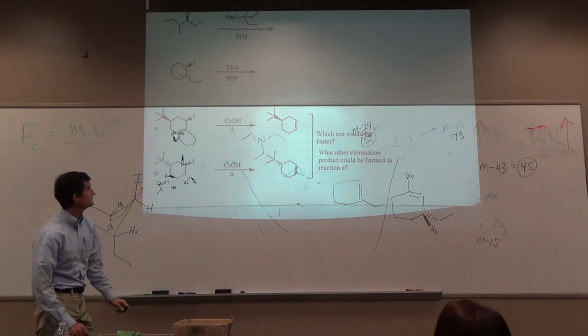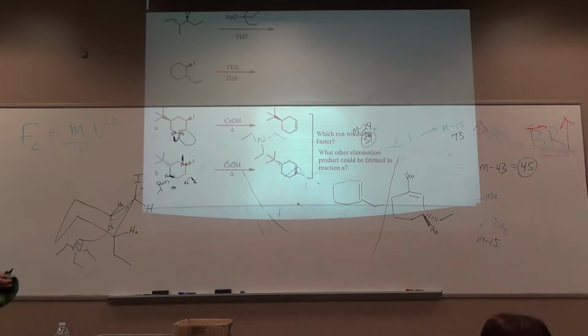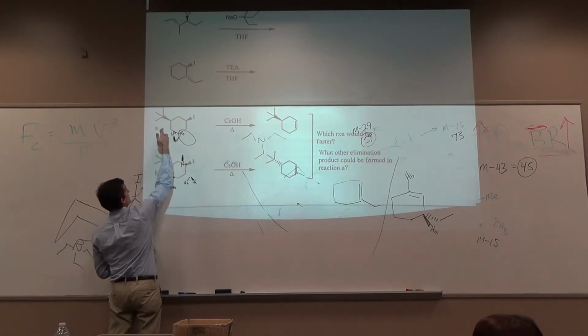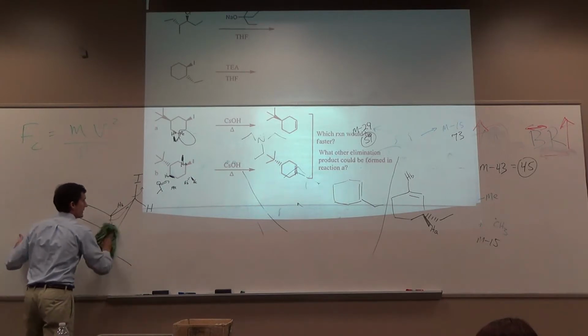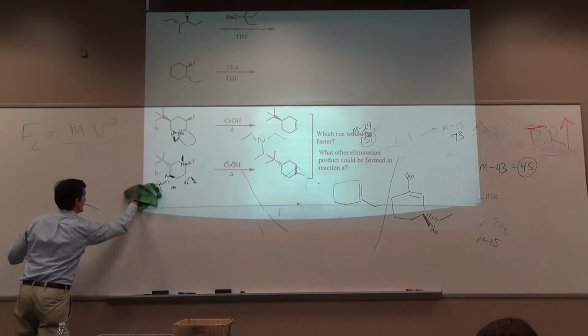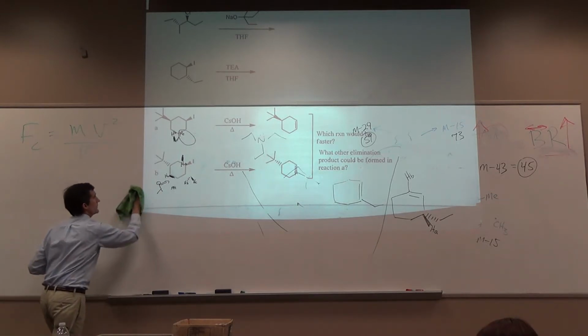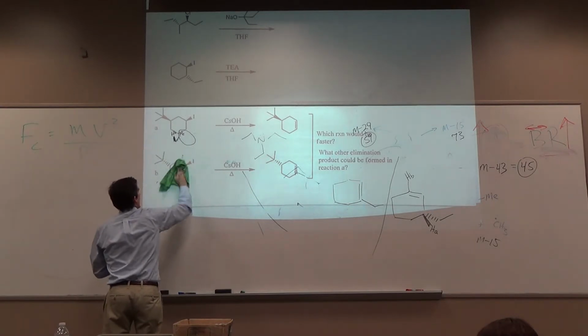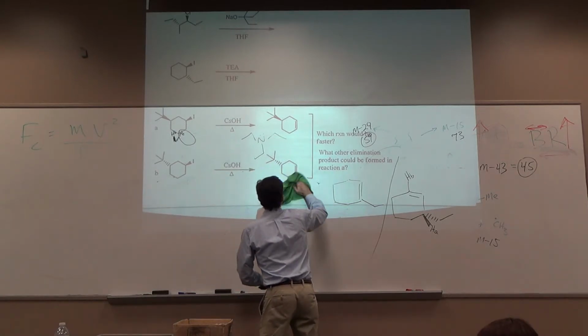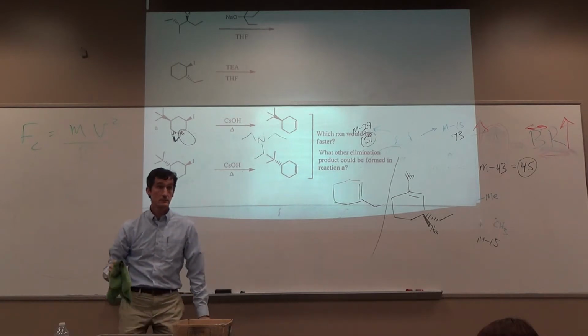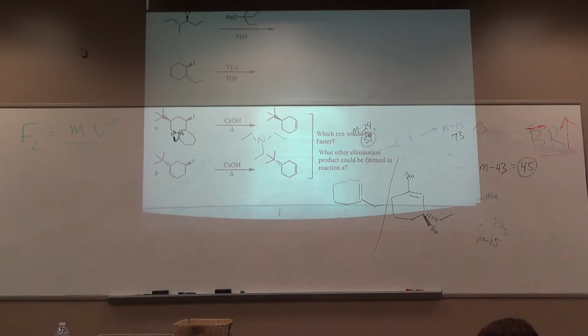Here's a question. Which would be faster? While I'm erasing, the difference is right here. Here the two groups are trans, here they're cis. Which would be faster? How in the world do you assess this? How does the iodine have to be to eliminate? Axial? Okay. Does it make sense? The compound where the iodine is more often in the axial position is going to eliminate faster.